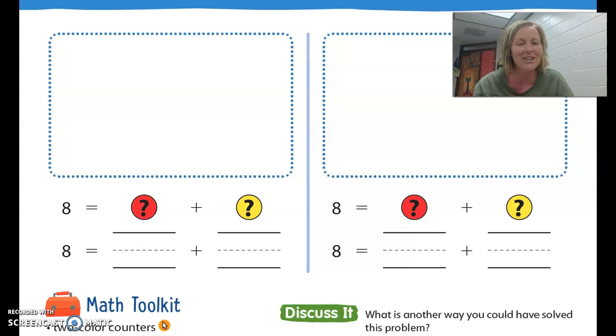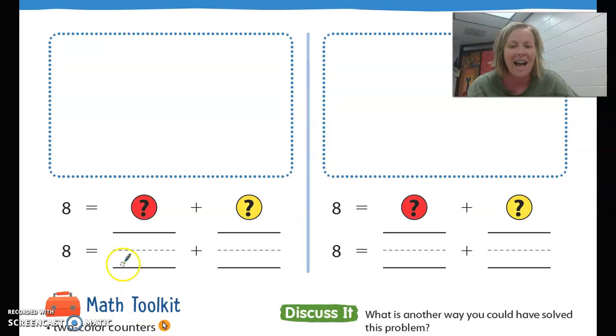All right, boys and girls, do you have your 8 counters? Now what I want you to do, put your 8 counters, you should have 2 different colors, in your hands, shake them up, and let them spill. You're going to tell me how many of one color and how many of the other. So I put mine in my hands, I let them spill, and I'm going to show you what I had. I had 5 red and 3 yellow. 5 add 3 equals 8.